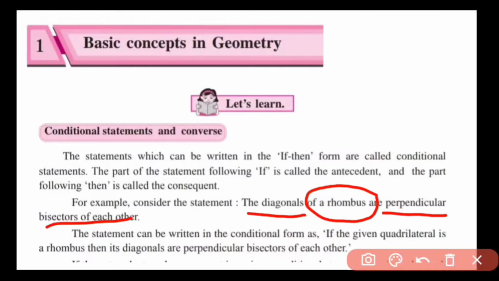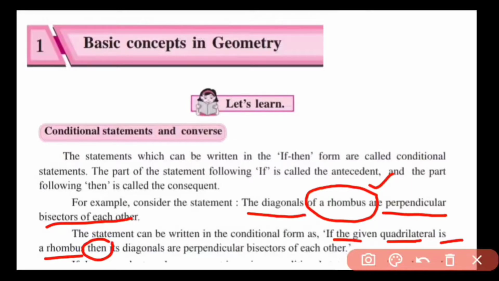The statement can be written in the conditional form as, if the given quadrilateral is a rhombus. So this one part is written after the word if. The given quadrilateral is a rhombus. A few words we have to add on our own, so the given quadrilateral is added. If the given quadrilateral is a rhombus, then, and after then, what is written? The remaining sentence: the diagonals are perpendicular bisectors of each other.